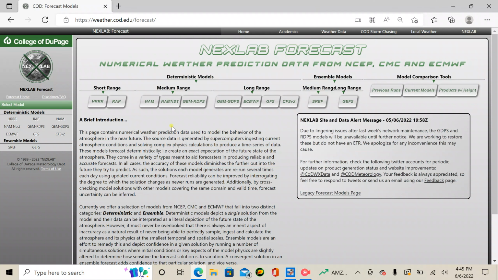This is how I forecast for severe weather. And severe weather is just a general saying for severe weather such as hail, damaging winds, or tornado. And these weather models are what I use to forecast for them. I use specifically the HRRR, the NAM, the NAM-NEST, and the GFS.